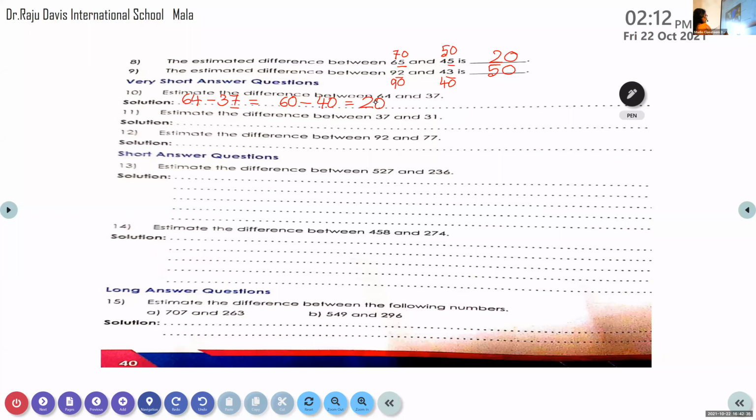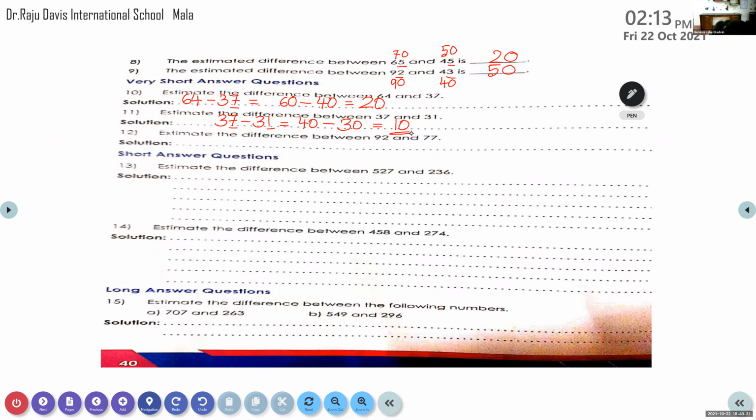Now next. Genesia, question number 11. Estimate the difference between 37 and 31. 7 is greater than 5, so add 1. The estimated number will be 40 minus 30. 1 is lesser than 5, so the estimated number will be 30. 40 minus 30 is 10. Okay, good.